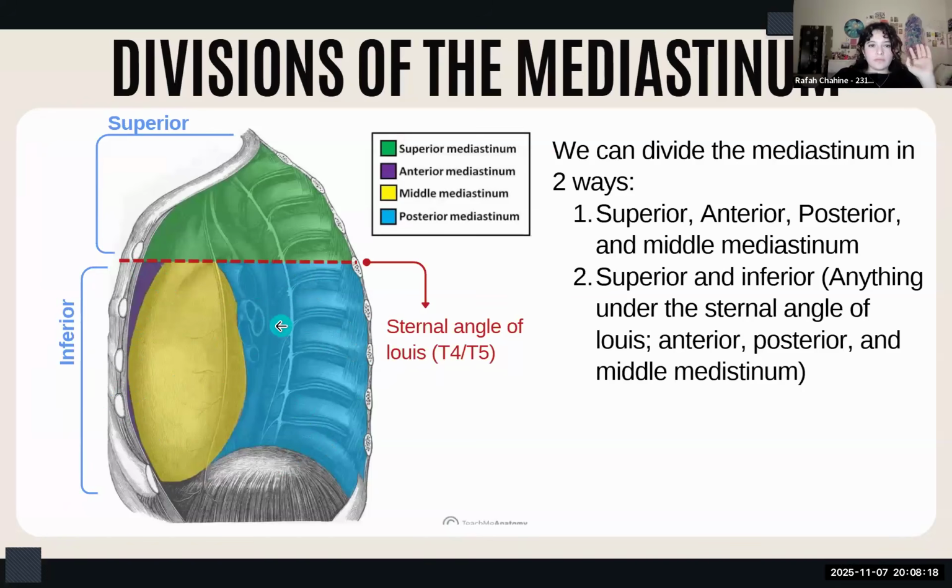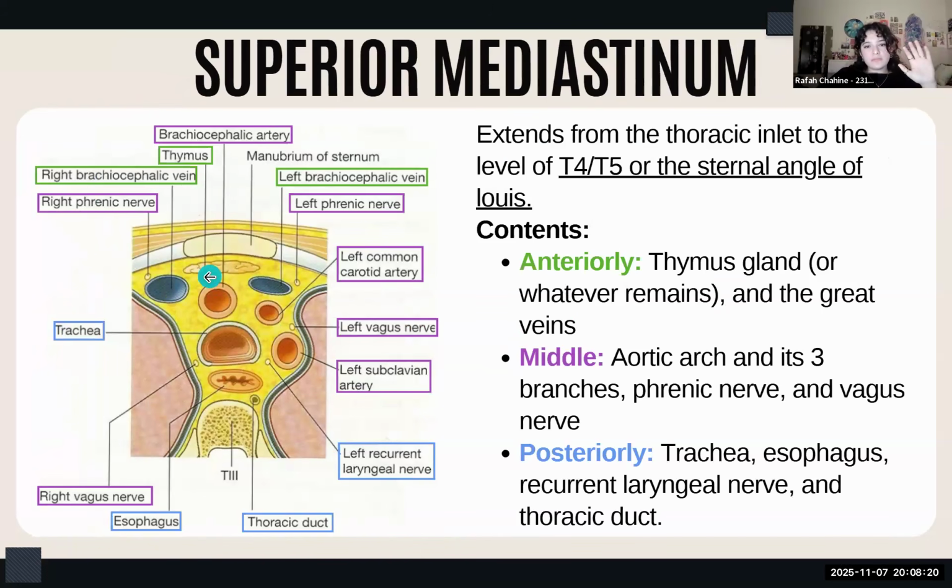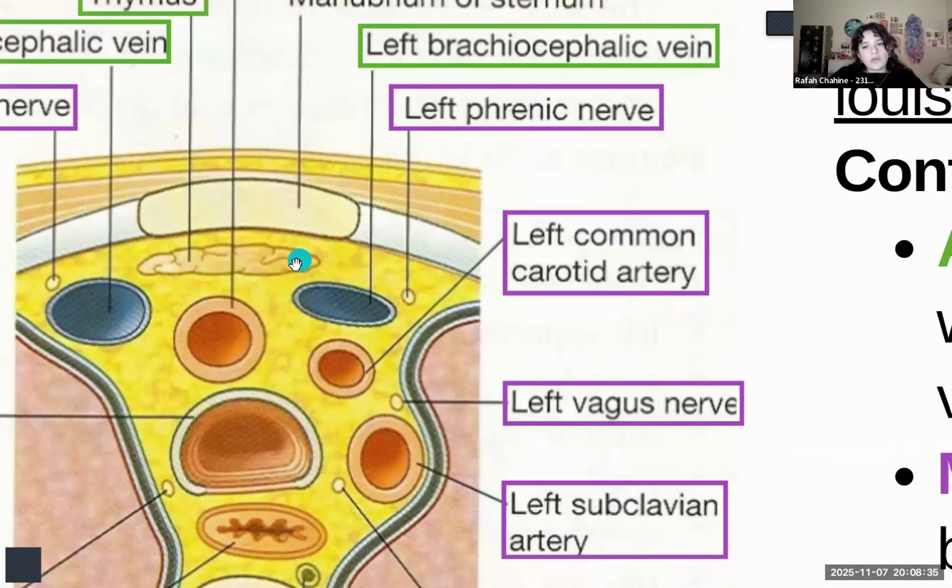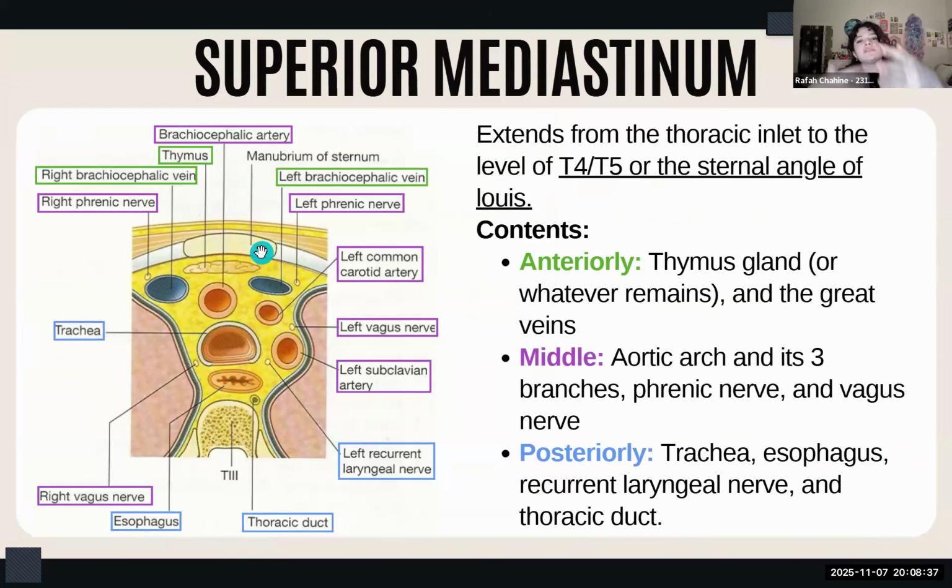Okay? Now, for the superior mediastinum, anteriorly, we have the sternum. I don't think they want the sternum here. Okay, whatever. In the superior mediastinum, anteriorly, we have the thymus gland, which is this yellow thing right here, or whatever remains of the thymus. Why am I saying whatever remains of the thymus gland? Because the thymus gland is not completely there in your adult life. You kind of lose it after puberty.